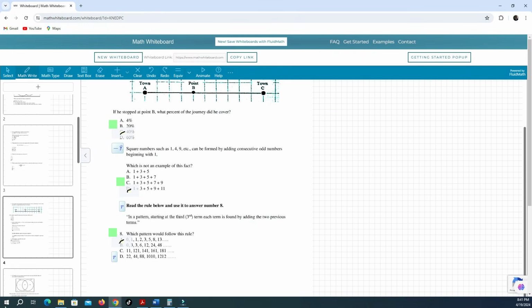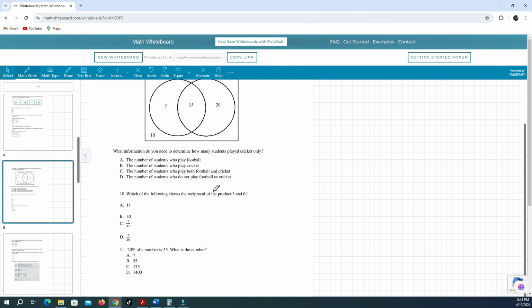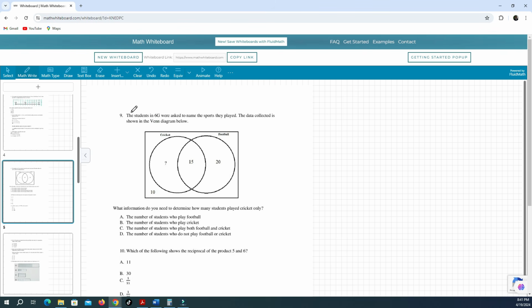Alright. Okay, so that would be page 3. Let's move on. I should be at 9, right? So the students in 6G were asked to name the sports they played. The data collected is shown in the Venn diagram below. So I have a question mark here for cricket alone, 15 and 20. Both love football and cricket here. Football alone is 20. So what's the question?